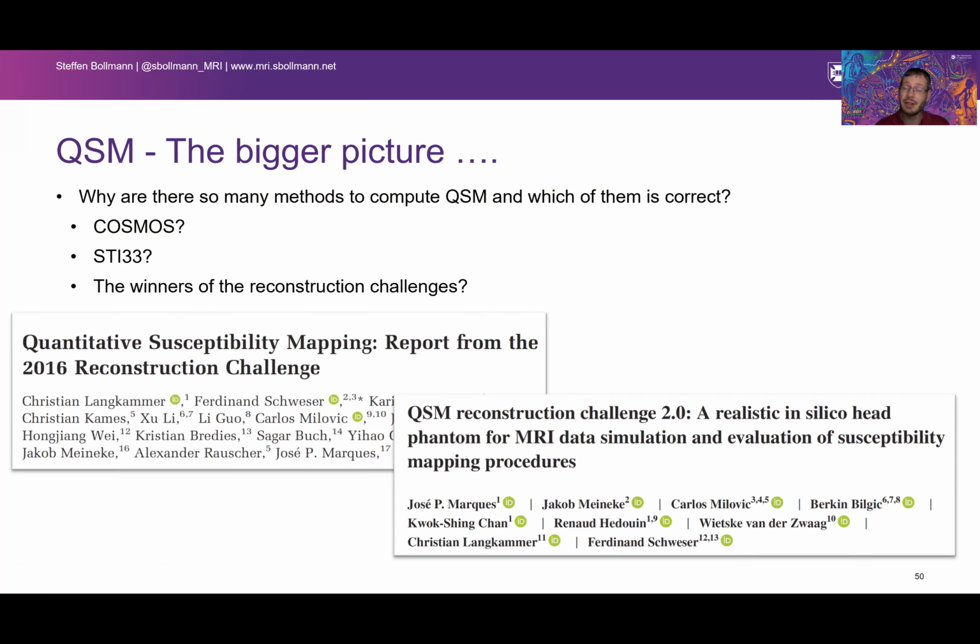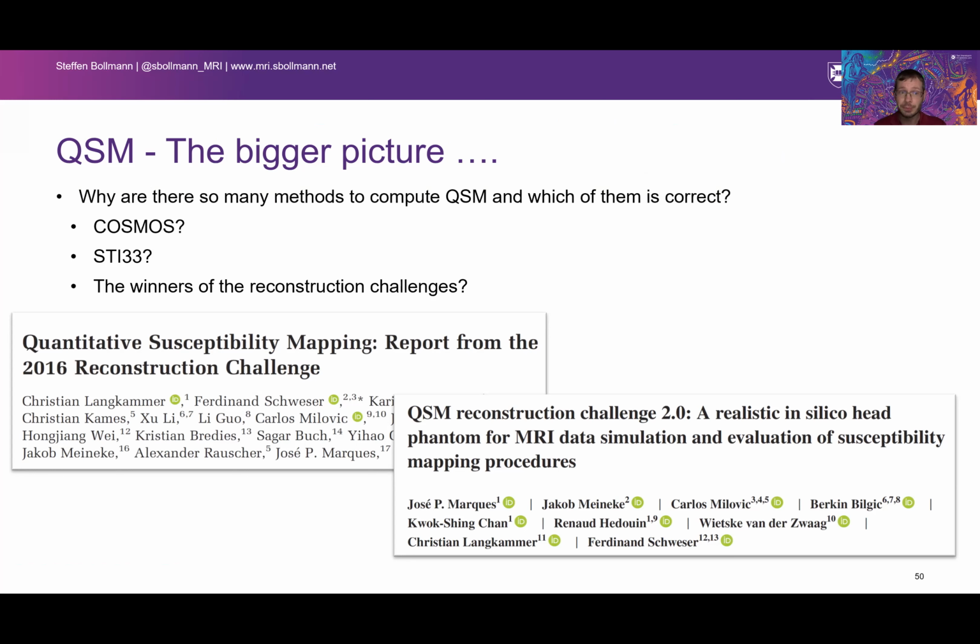The problem is, if you're interested in white matter anisotropy, COSMOS just averages across that, so we're losing that information. If we want to do this, we probably need to look into susceptibility tensor imaging, so we need a lot of orientations. And then STI33, for example, is the main component of this tensor. So yes, we could say these are the correct QSM results, right?